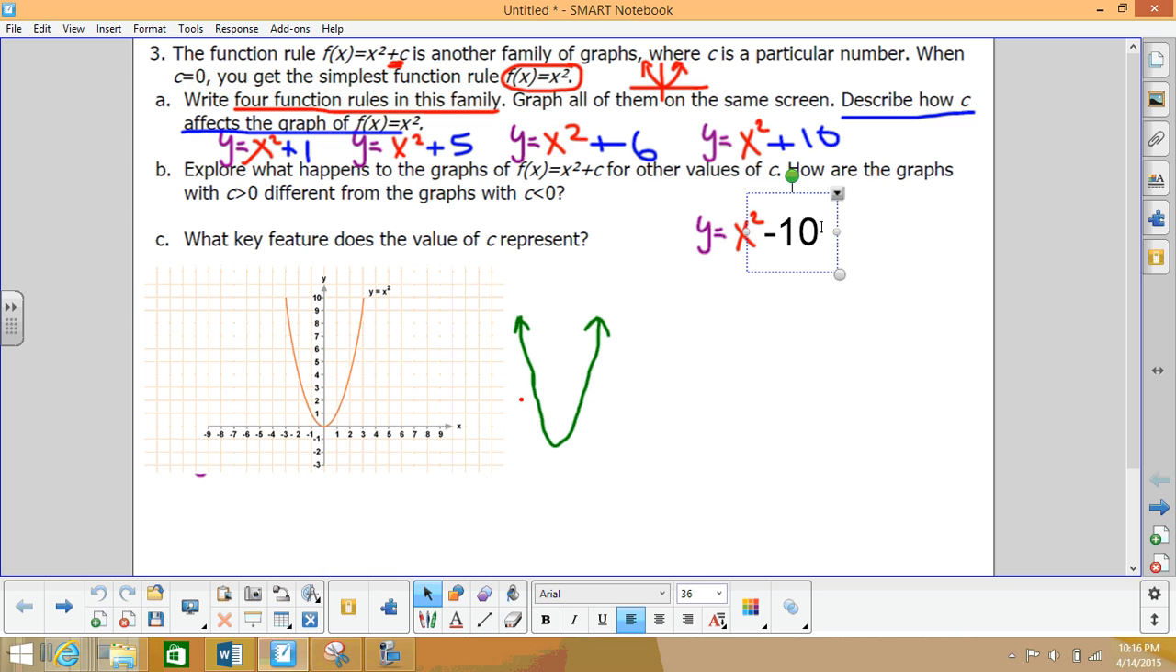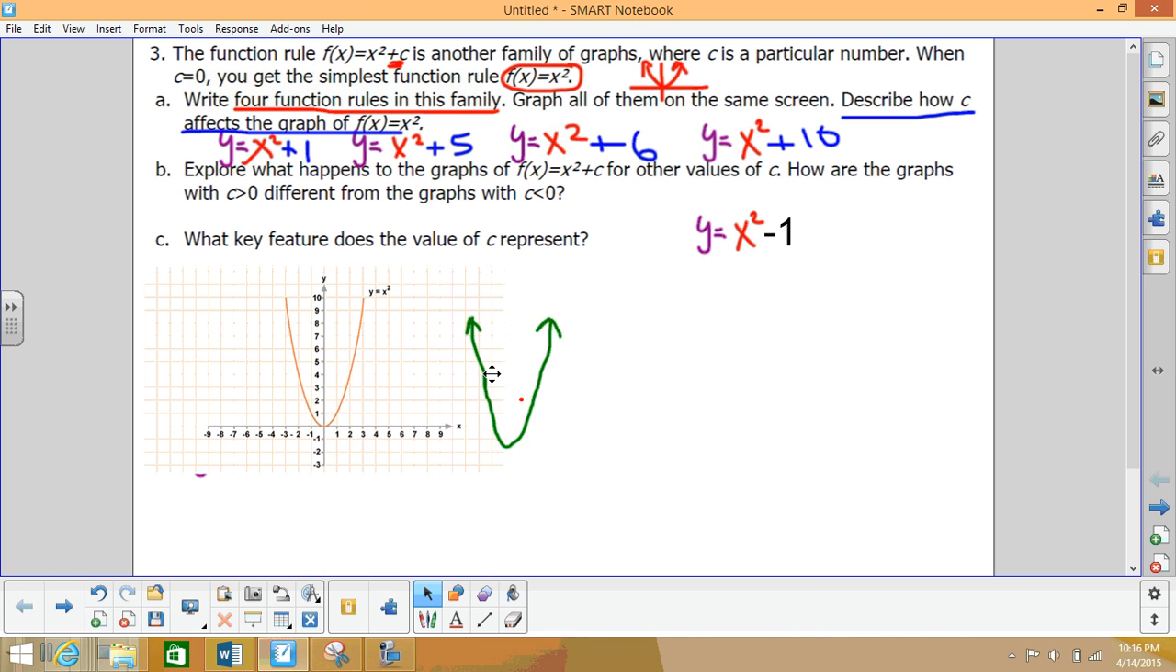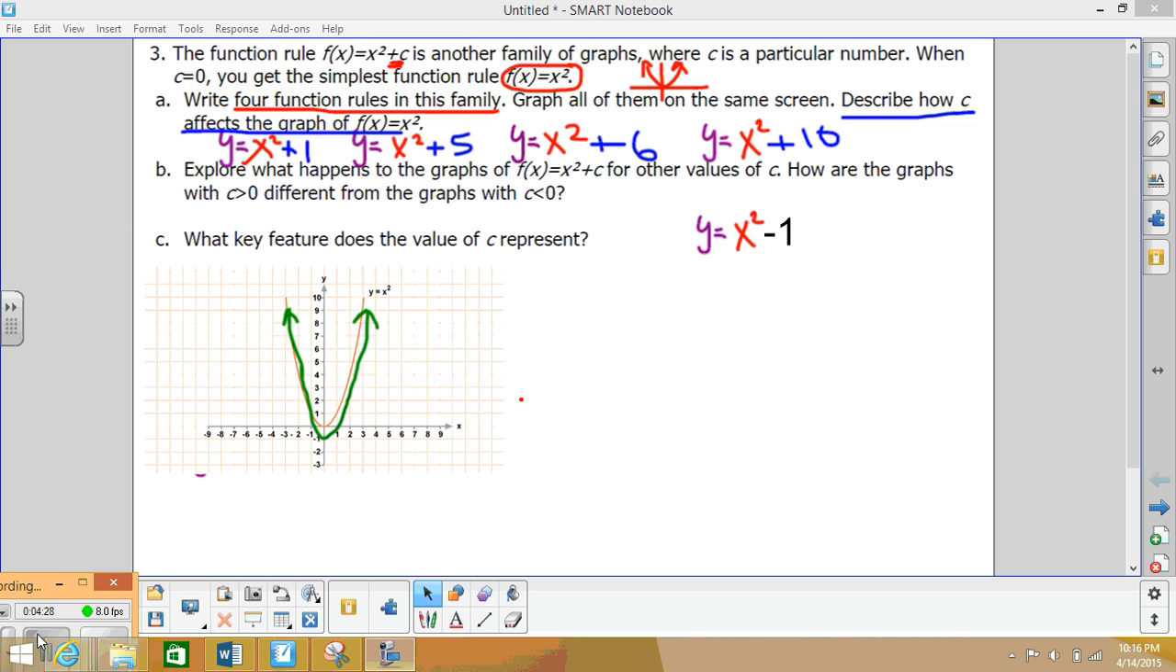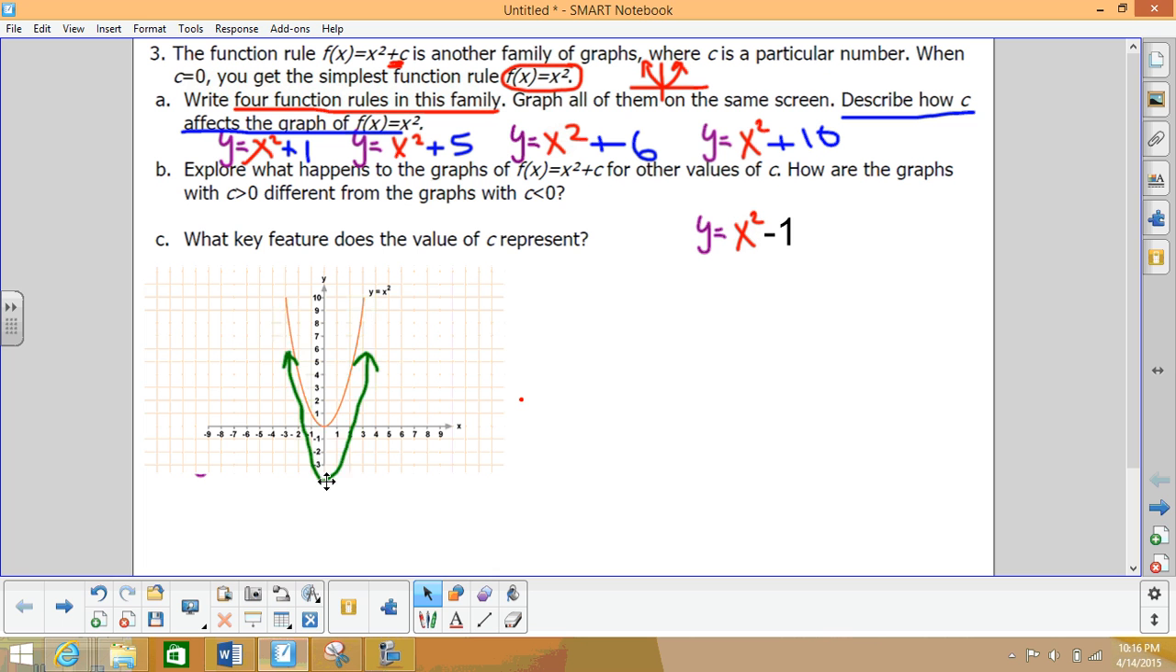And so what if instead of -10 it said -1? So it used to be here, crossing the y-axis at 0, 0, and now it's going to be shifted down 1, crossing the y-axis at -1. So what happens to the graphs with other values of c? How are they different from graphs when c is less than 0? So when they're less than 0, then they shift down the y-axis. And when they are greater than 0, like these examples we did here, they shift up.